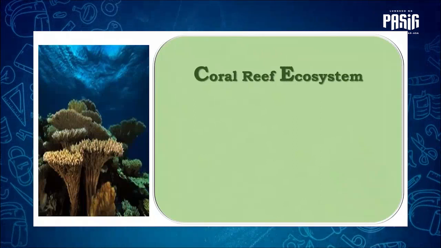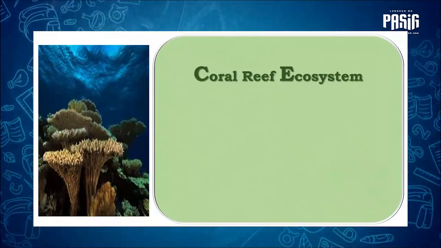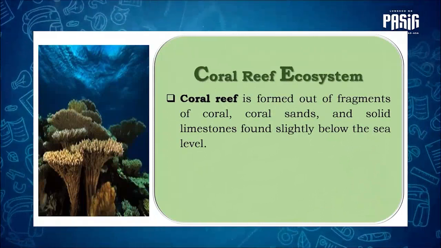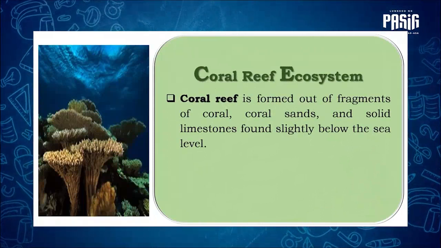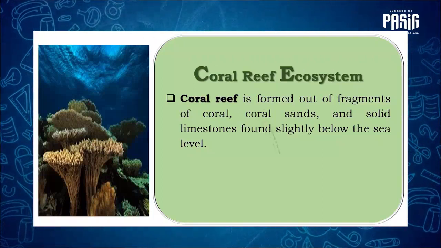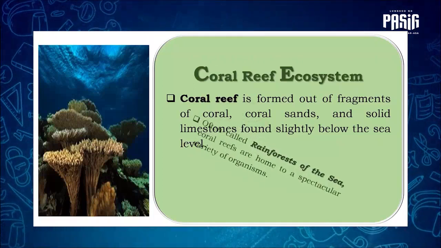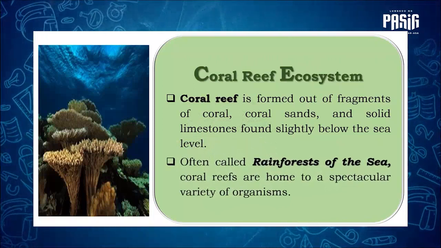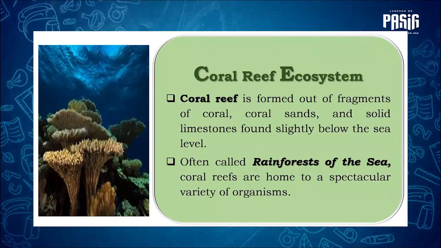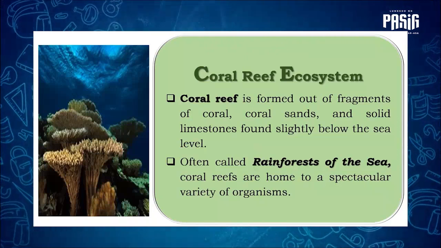Let's talk about the coral reef ecosystem. A coral reef is formed out of fragments of coral sands and solid limestones found slightly below the sea level. A coral reef may grow into a permanent coral island, often called the rainforest of the sea. Coral reefs are home to a spectacular variety of organisms.